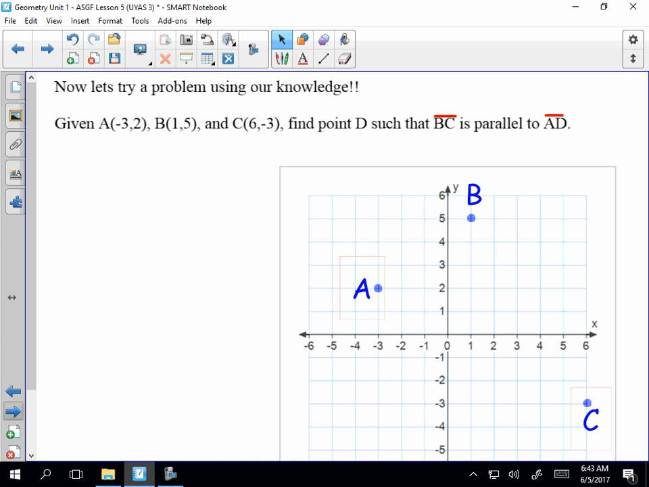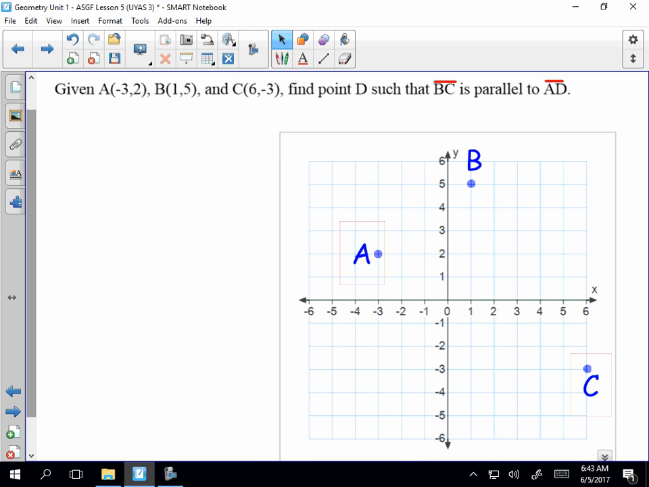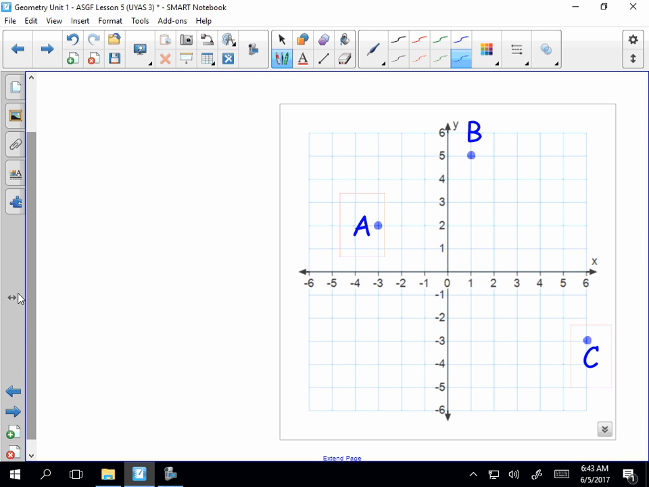Now, looking at this scenario, we're missing one point from this picture. We want to put in a point D that is parallel to BC. So think about what we would do. Parallel means that this line has a similar slope but a different y-intercept.